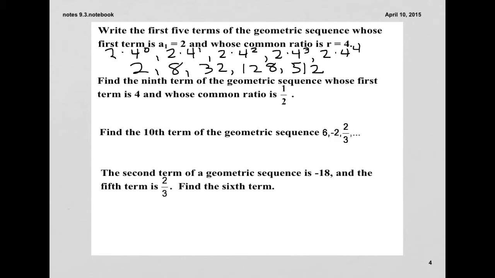Okay, our next example, find the 9th term of the geometric sequence whose first term is 4 and whose common ratio is 1/2. Well, we have our formula from the previous slide of a sub n equals a sub 1 times r to the n minus 1. Well, we're looking for the 9th term, so that's a sub 9 equals 4 times 1/2, my common ratio, raised to the n minus 1. And our n is 9, so that's 9 minus 1.